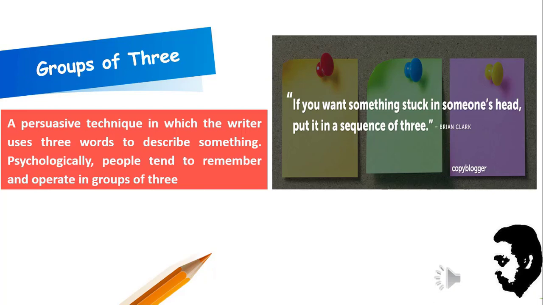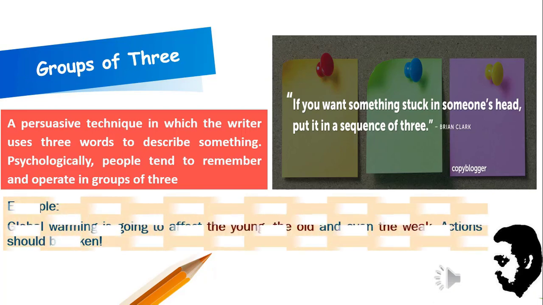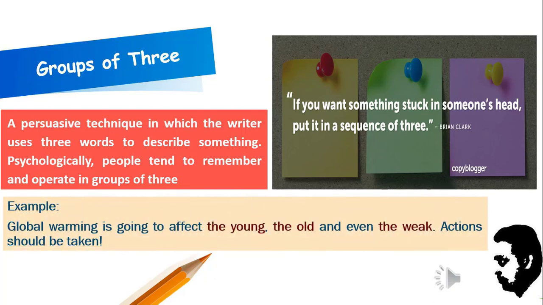Psychologically, people tend to remember and operate in groups of three. So if you want something stuck in someone's head, put it in a sequence of three. Look at the example and mention the group of three which is used. Global warming is going to affect the young, the old, and even the weak. This implies that actions should be taken.